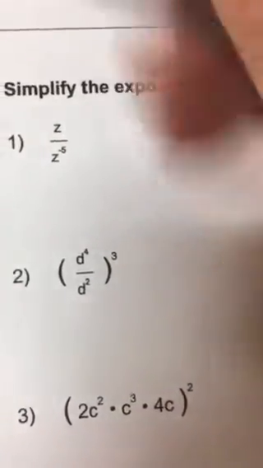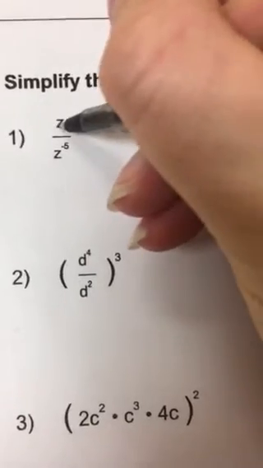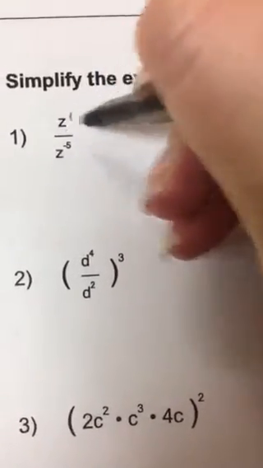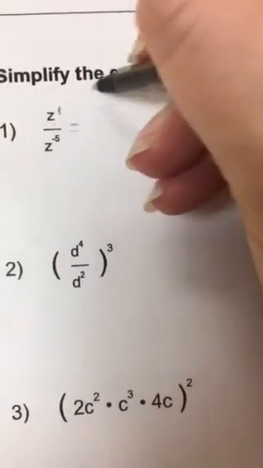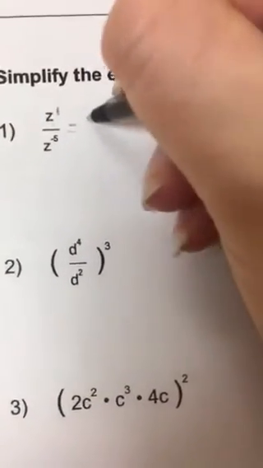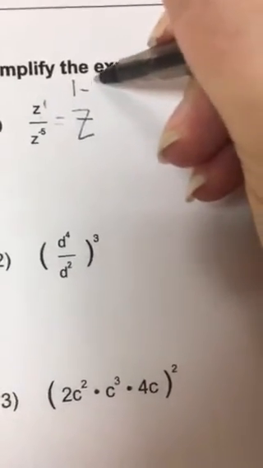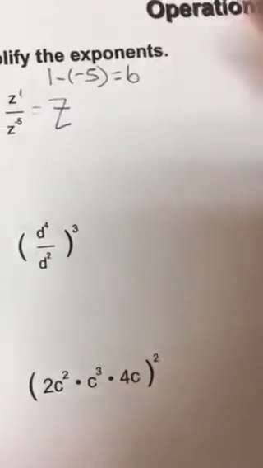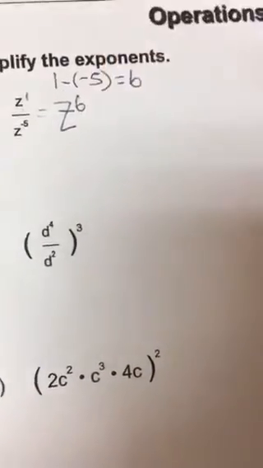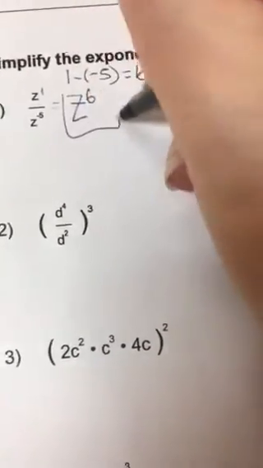For number 1, I know if I'm dividing with the same base, like z divided by another z, I subtract the exponents. So I would have to do 1 minus a negative 5 to get the new exponent. So 1 minus a negative 5, be careful, that's positive 6. So my final answer would be z to the 6th power.